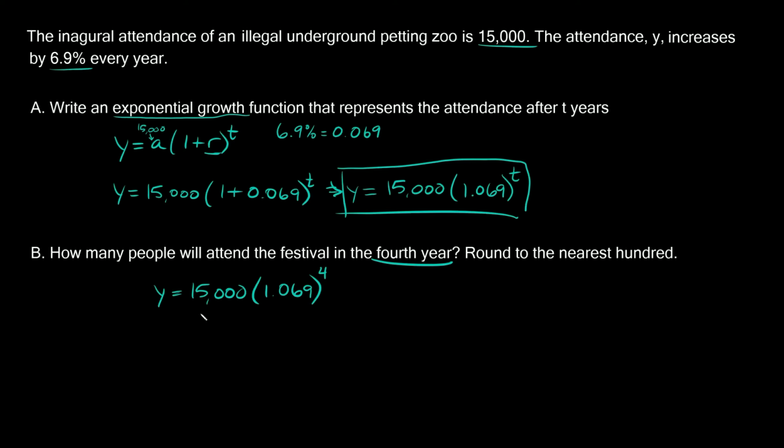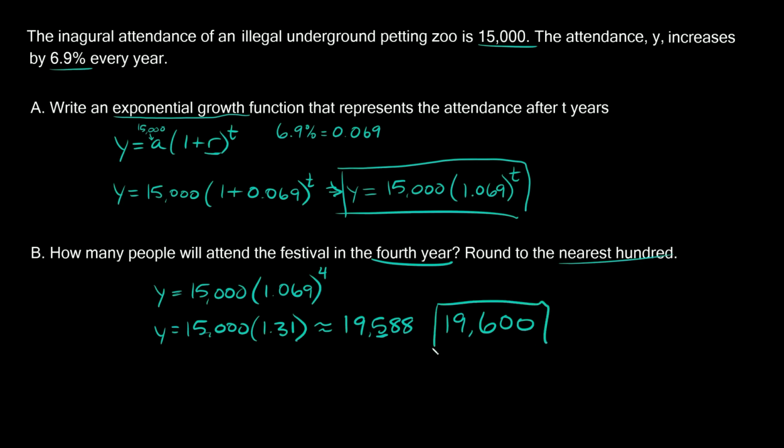And then if we evaluate this, y is equal to 15,000, and then 1.069 raised to the 4th power, that's approximately 1.31. And then 15,000 times 1.31 is approximately 19,588, right? But remember, it's asking us to round to the nearest hundred, the hundreds place. So we're going to round this up to 19,600. Okay, so that's about what the attendance should be at this illegal underground petting zoo after the 4th year.